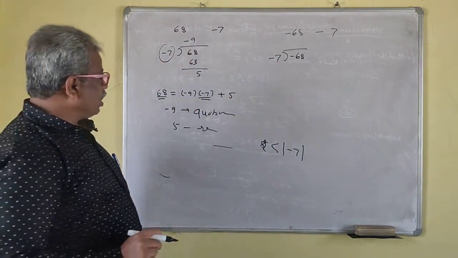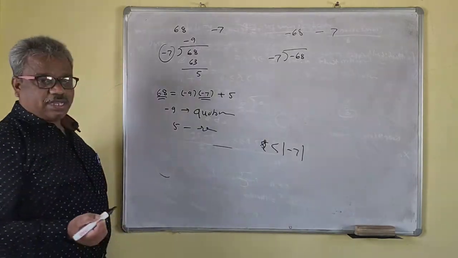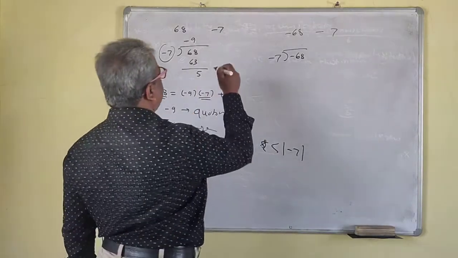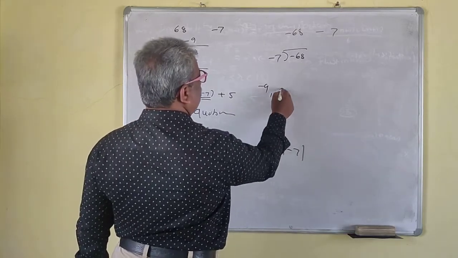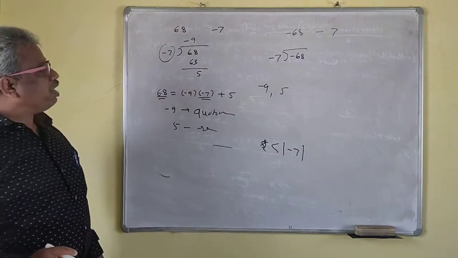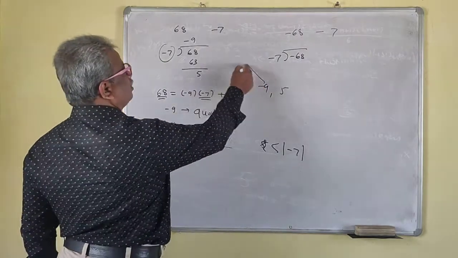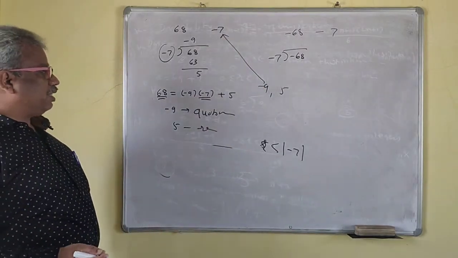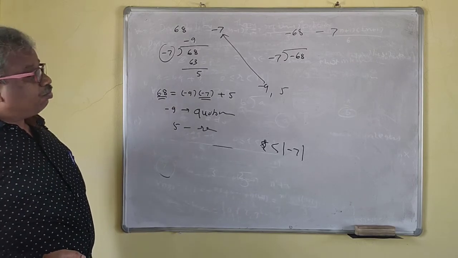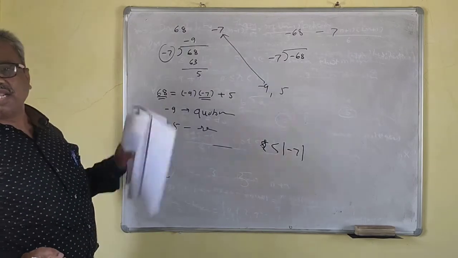Okay. So then that means what? Suppose the problem is in a competitive exam. They will give the pair 9 and 5, something like this. So what you have to do? You have to multiply by this number. So this is minus 9 into 7, that is 63, 16 plus 63, plus 5 is 68. Yes, we get 68.